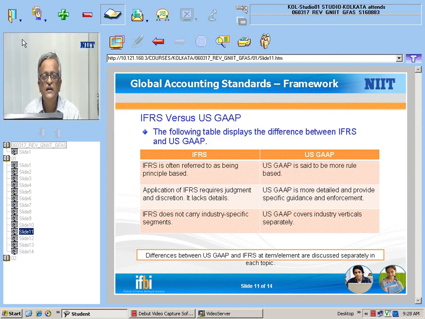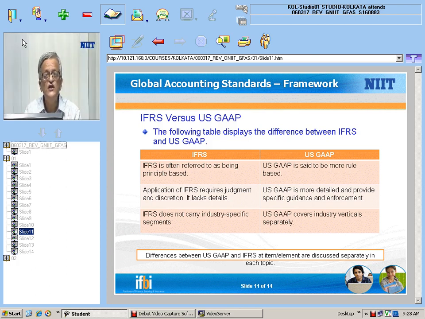Second point, application of IFRS requires judgment and discretion. It lacks details. So IFRS is not as detailed as US GAAP. And it requires judgment. That means certain matters may be there, and you have to use your own idea about what it can be or what it should be. Discretion is the option to choose. You can decide as per your thinking. So this requires more judgment and thinking, whereas US GAAP is more detailed and provides specific guidance and enforcement.